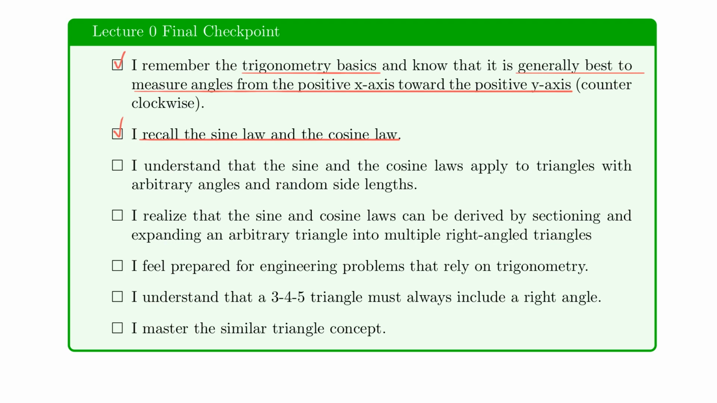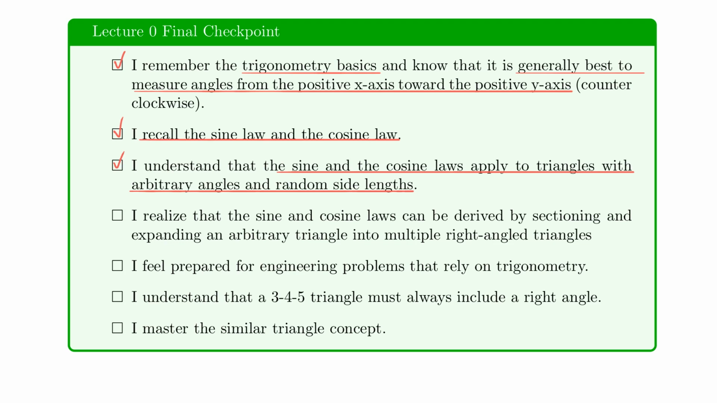Then we understand that the sine and the cosine law apply to triangles that have a random angle and a random side length. So often I see students apply these to angles with right angles because for some reason they think trigonometry applies only to right angle triangles. But in reality, this is exactly designed to deal with arbitrary triangles. And of course, you find why that is above.